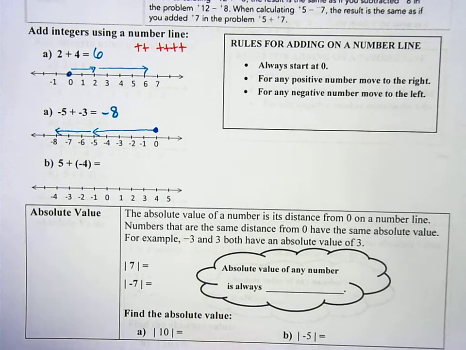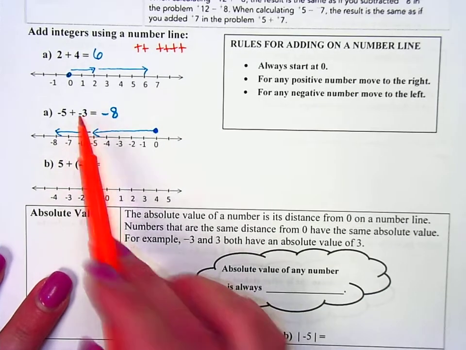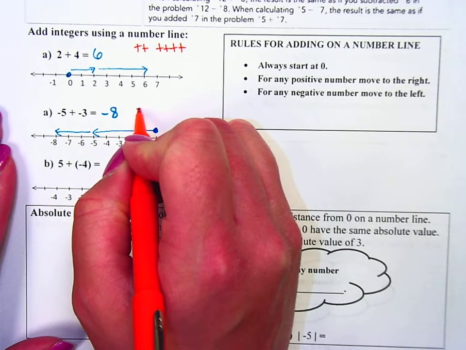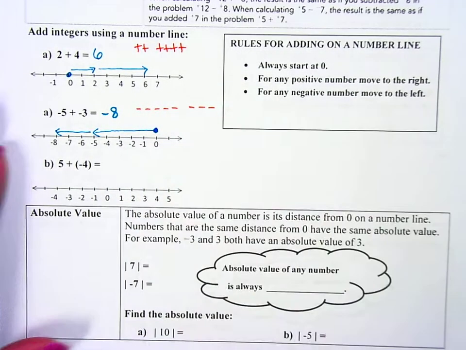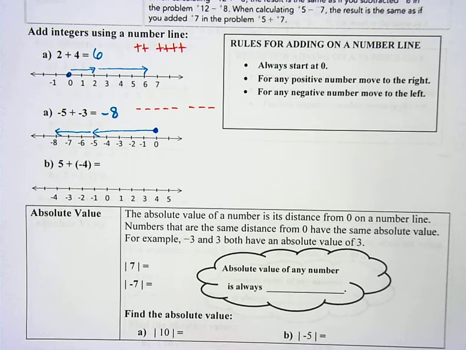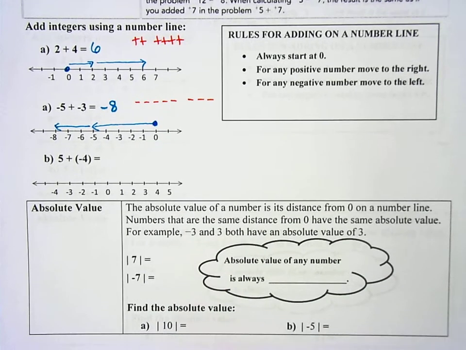Or I could also do my chip method, so I could get out 5 red chips and 3 red chips, or simply just make a picture here to yourself. I had 5 negatives and 3 negatives for altogether 8 negatives. Okay. All right, so here's where it gets a little tricky.